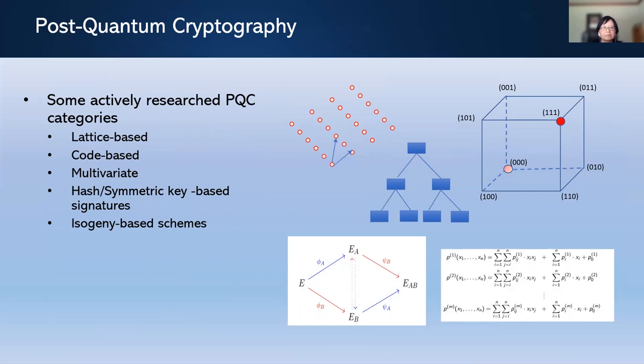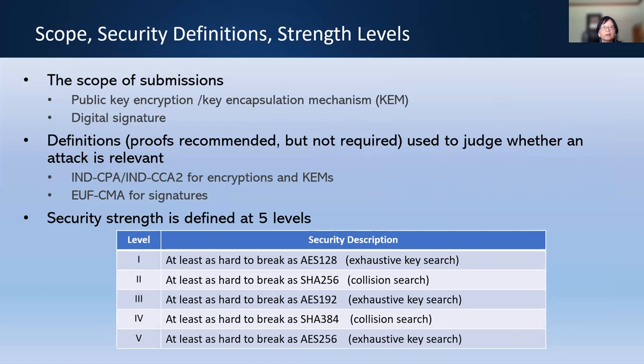cryptography. The NIST scope for post-quantum cryptography is public key encryption and key encapsulation mechanisms for key establishment, like today we use Diffie-Hellman and also RSA encryption. Another category is digital signatures, like the RSA signature used today. The call for proposals uses well-accepted security definitions. And we give 5 security levels for the submitters to provide parameters for each of the algorithms.